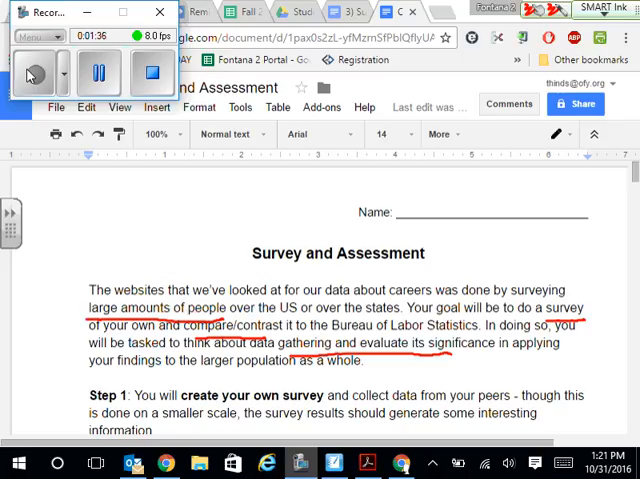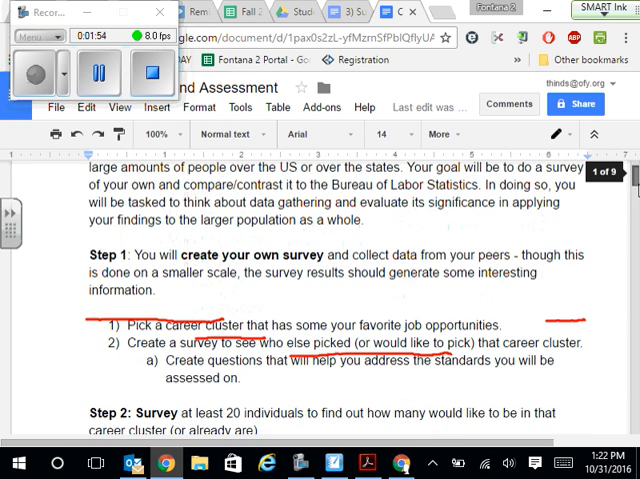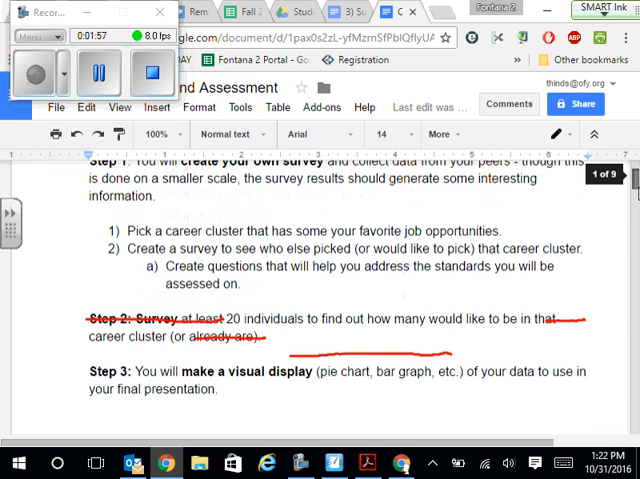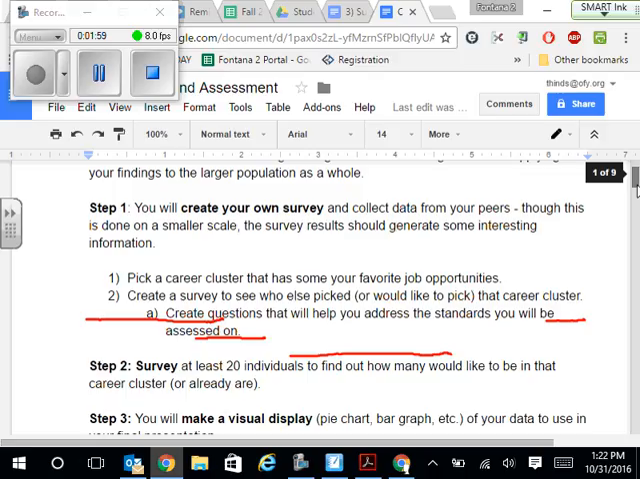So you're good there. Pick a career cluster that has some of your favorites. Again, I guess the check marks don't have to be super big. I made mine a little bit big because this paper I think eventually you're going to be turning in for the unit. Create a survey to see who else picked that career cluster. Okay, that's that survey that we gave out. Step 2, let's see. So step 1, we got that taken care of. Step 2, survey at least 20 individuals to find out how many would like to be in that career cluster. All right, we got that.